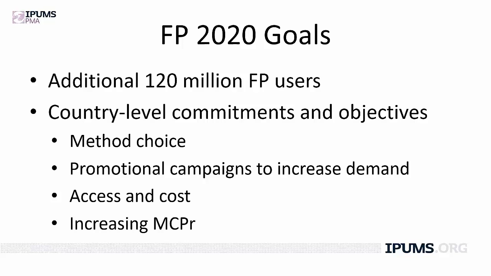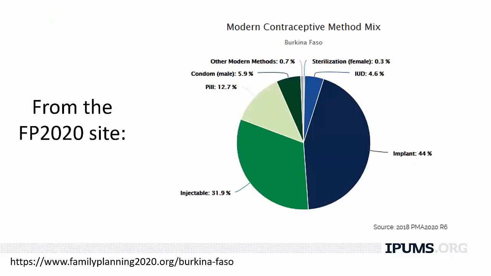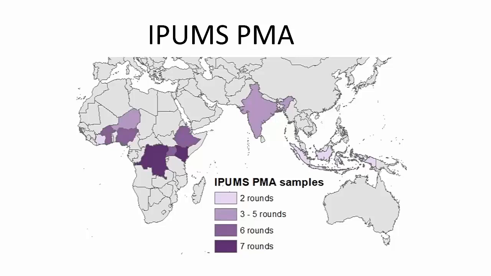An example of an objective some countries set for themselves was to increase the modern contraceptive prevalence rate to a certain level by 2020. On the FP 2020 site, you'll notice that country-level monitoring towards goals are evaluated using PMA data. This chart shows method mix choice in Burkina Faso in 2018. Here is a map of the geographic availability of PMA surveys. Each of these countries have nationally representative samples except for India, the Democratic Republic of the Congo, and a few survey rounds in Niger.